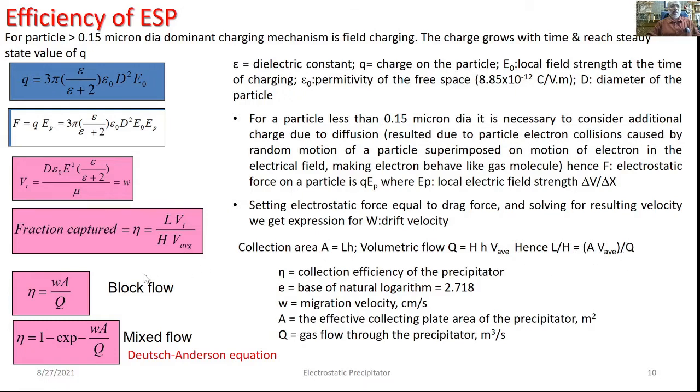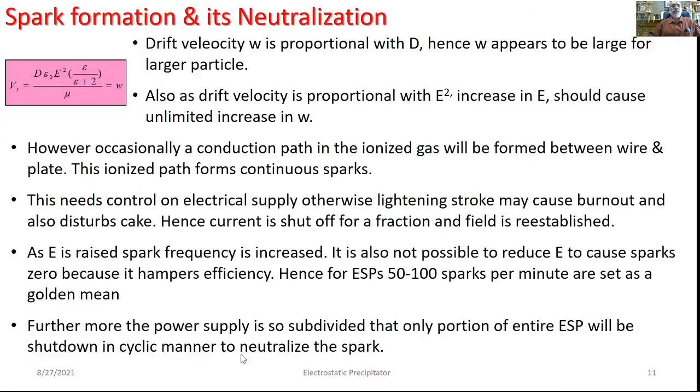As we substitute these in this efficiency equation, and as we substitute this particular Vt term in terms of the drift velocity, for plug flow the efficiency equation can be given as Wa by Q. For mixed flow, this equation can be given as 1 minus e raised to minus Wa by Q. This expression is called the Deutsch-Anderson equation.